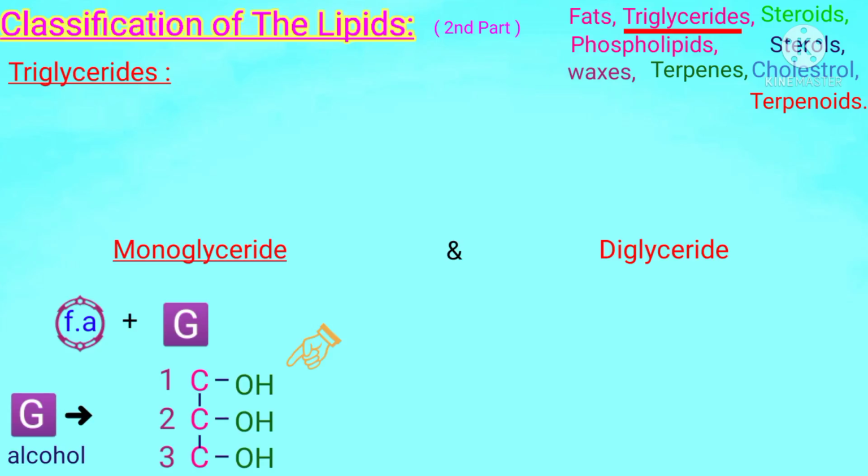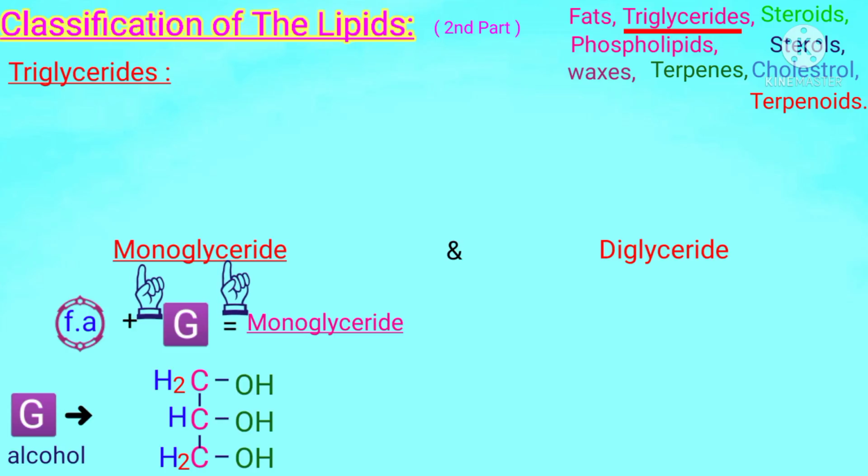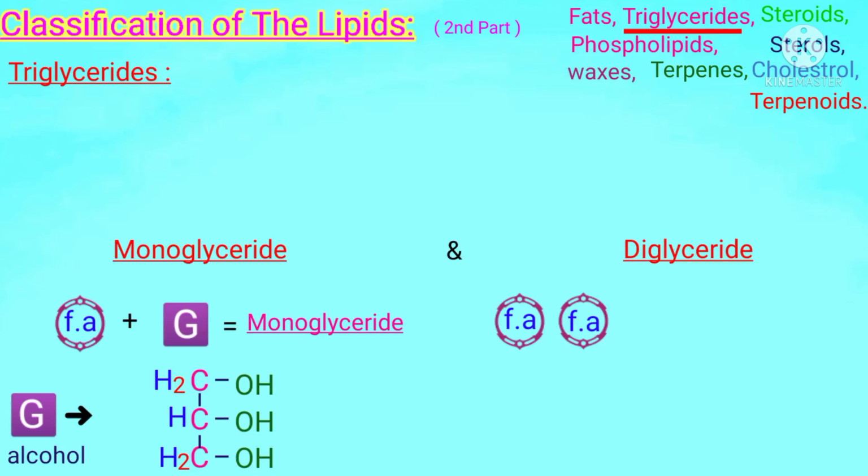Next, students, to stabilize the valency of every carbon, two hydrogens are joined here, two hydrogens here, but only one hydrogen joins here. So when one fatty acid joins with this one glycerol alcohol, one fatty acid plus one glycerol, then it will be converted into monoglyceride. Students, next is diglyceride. When two fatty acids join with one glycerol, then it will be diglyceride.